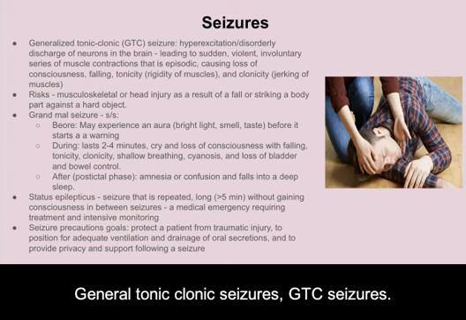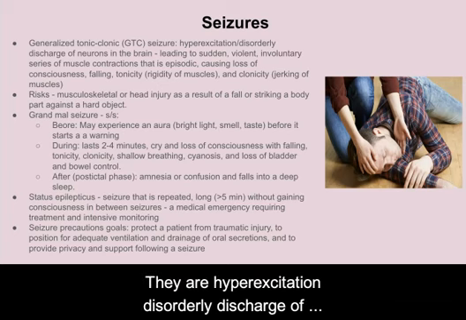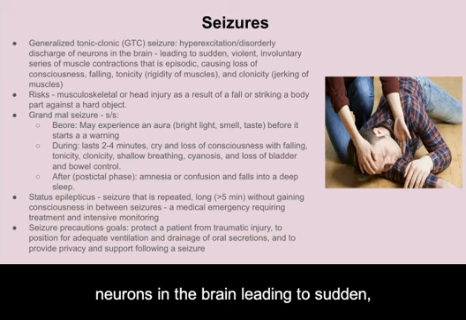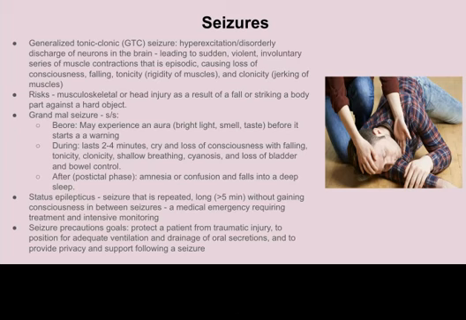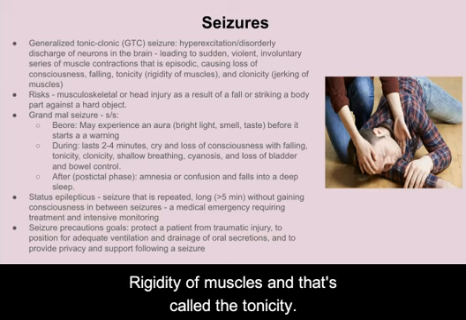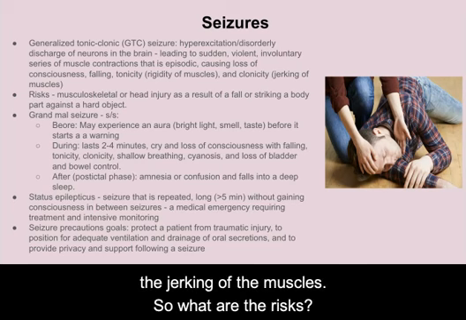General tonic-clonic seizures, GTC. They're called GTC seizures. They are hyperexcitation, disorderly discharge of neurons in the brain, leading to sudden, violent, involuntary series of muscle contractions. It's episodic. It causes a loss of consciousness. Patient can fall if they're standing, rigidity of muscles, and that's called the tonicity. And then you have the clonicity, the jerking of the muscles.